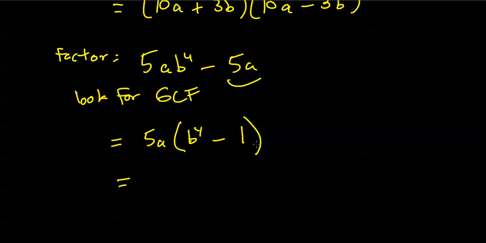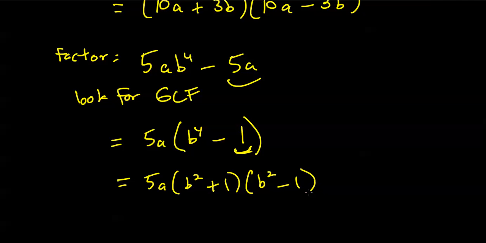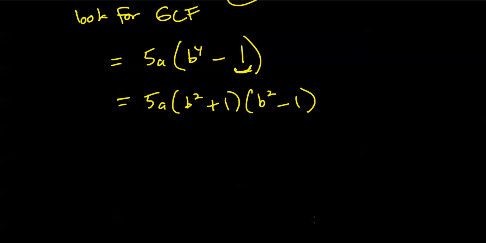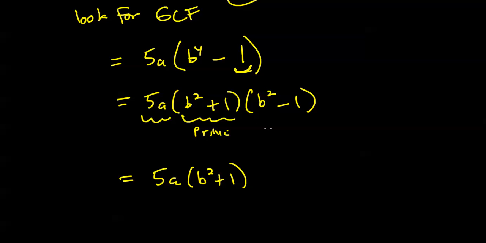And of course, b to the fourth minus 1, well, 1 to any power is 1, so I can view 1 as a square. So I'll get 5a times b squared plus 1 times b squared minus 1. And again, don't be fooled. b squared plus 1 is a sum of squares, so this factor is prime. Of course, 5a can't be broken down any further. That's prime. So carry down all your prime factors to your final answer.